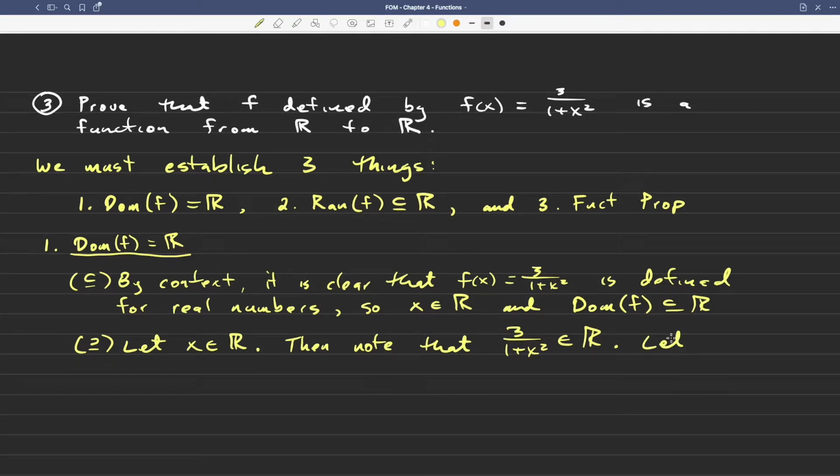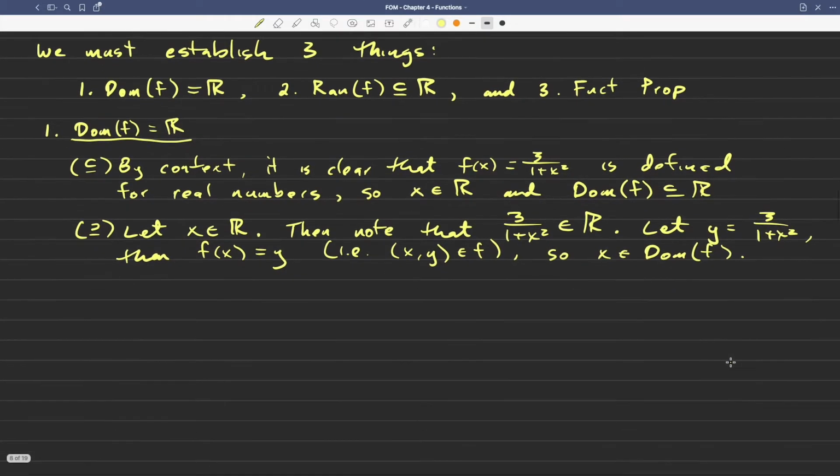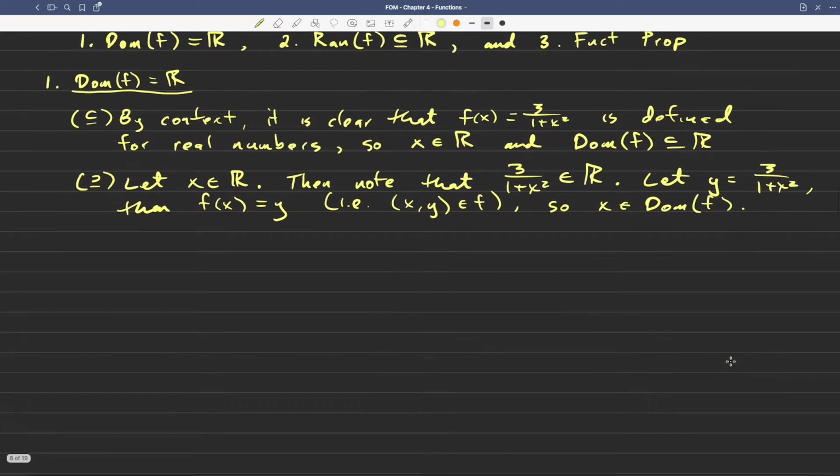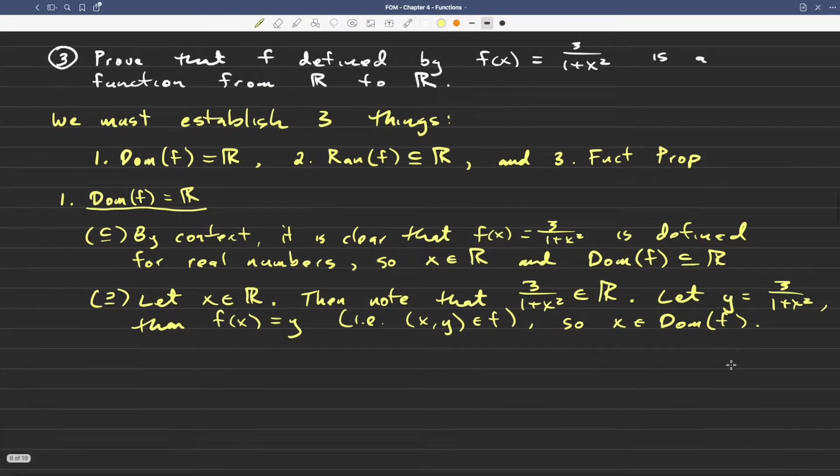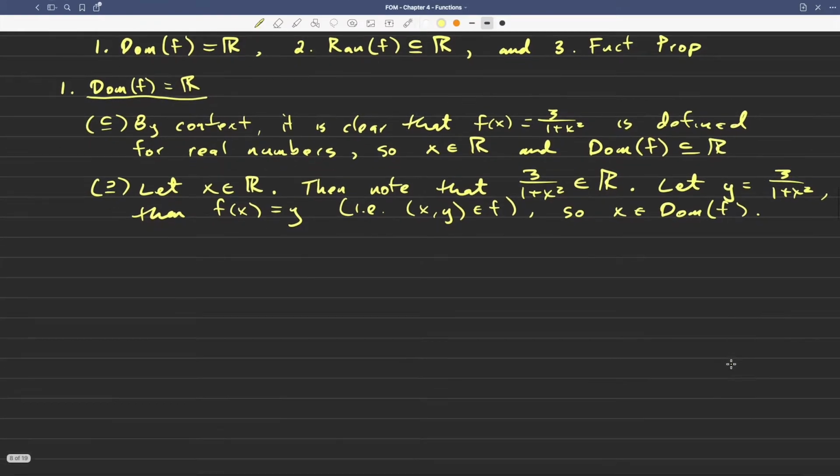So 3 over 1 plus x squared is a real number. If we let y equal that 3 over 1 plus x squared, then f of x equals y, or in other words, x comma y is an element of f. So x is paired up with something in the codomain as an ordered pair in that function. That means x is in the domain. So indeed the domain is all of R, any real number. Basically we're just saying any real number can be plugged into that formula, but doing it more formally with sets.